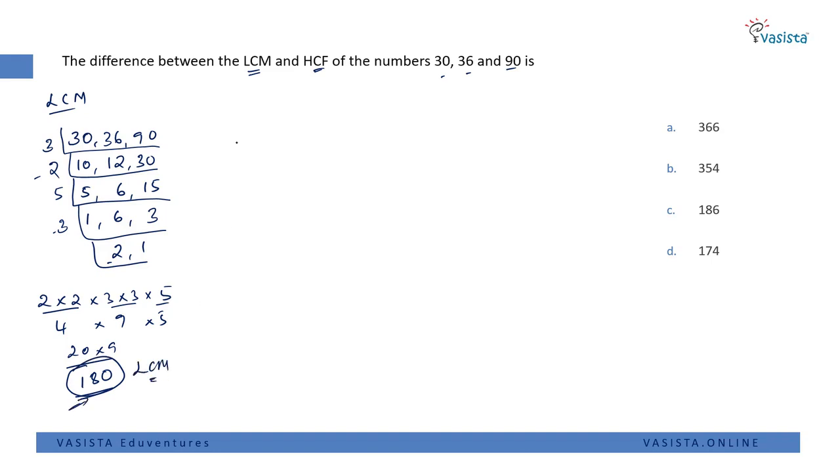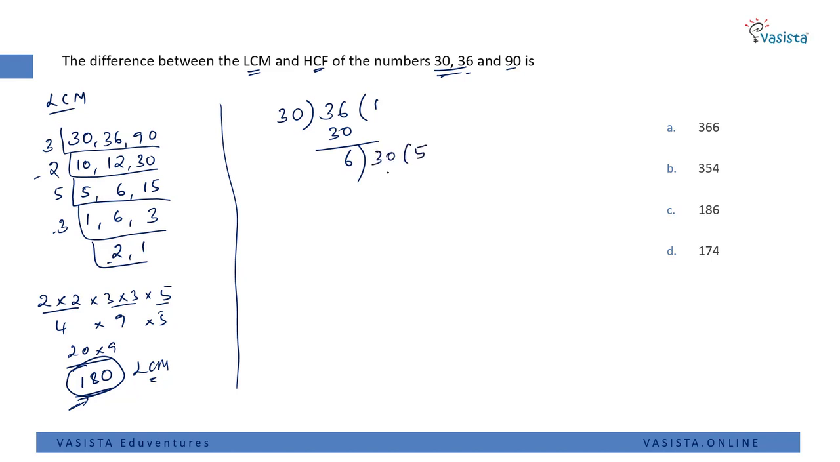Now let me find out the HCF. We can go with the division or prime factorization method. Let me go with the division. Let me take the first two numbers, that is 30 and 36. I will divide 36 by 30. 1 time 30 is 30, 6 is the remainder. Now I divide 30 by 6. 6 5s are 30, no remainder. So for 30 and 36 the HCF is 6.